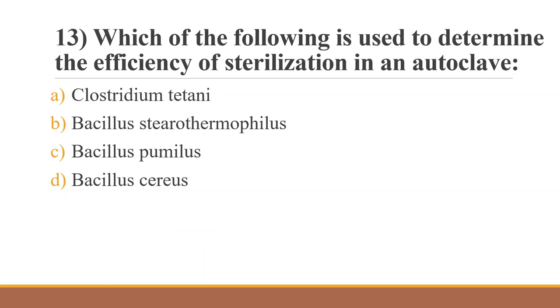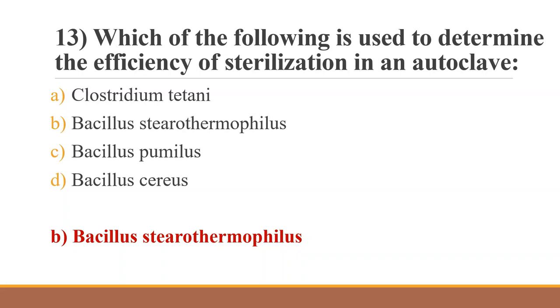Then 13th question. Which of the following is used to determine the efficiency of sterilization in an autoclave? Option A, Clostridium tetani. Option B, Bacillus stearothermophilus. Option C, Bacillus pumilus. Option D, Bacillus cereus. Answer is option B, Bacillus stearothermophilus. That is Geobacillus stearothermophilus, which is used to determine the efficiency of sterilization in an autoclave.